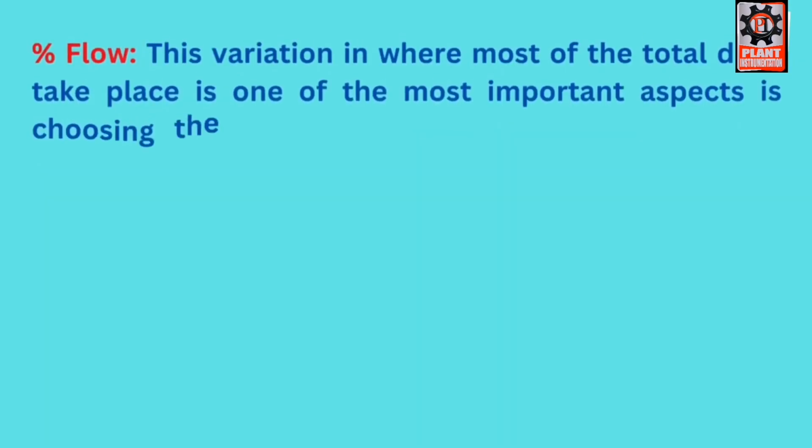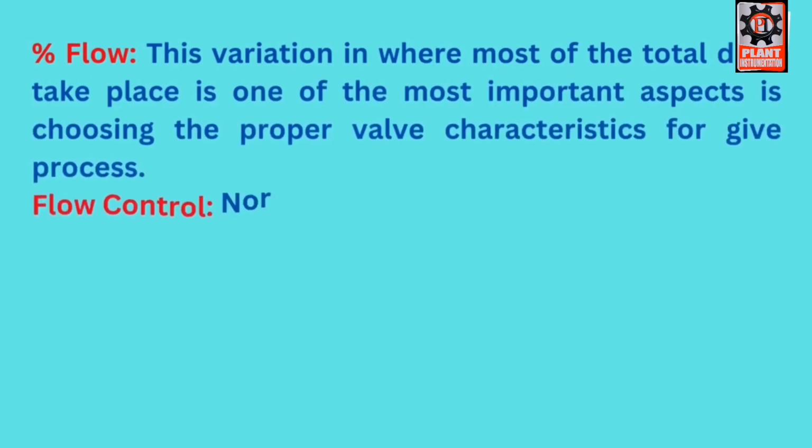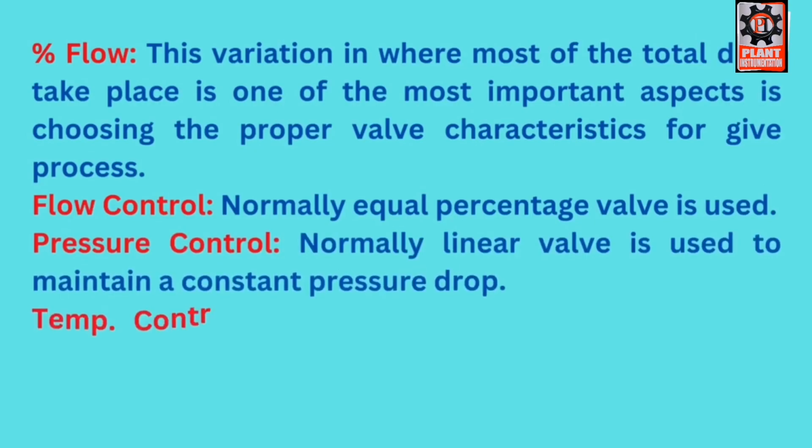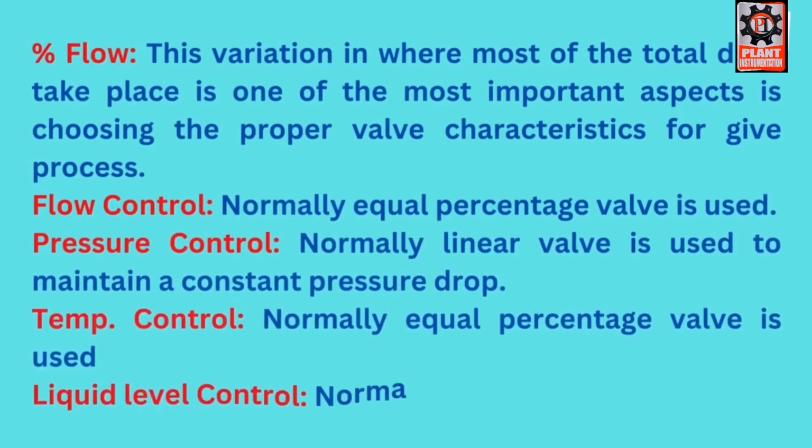This variation in where most of the total drop takes place is one of the most important aspects in choosing the proper valve characteristics for a given process. Flow control: normally an equal percentage valve is used. Pressure control: normally a linear valve is used to maintain a constant pressure drop. Temperature control: normally an equal percentage valve is used. Liquid level control: normally a linear valve is used.